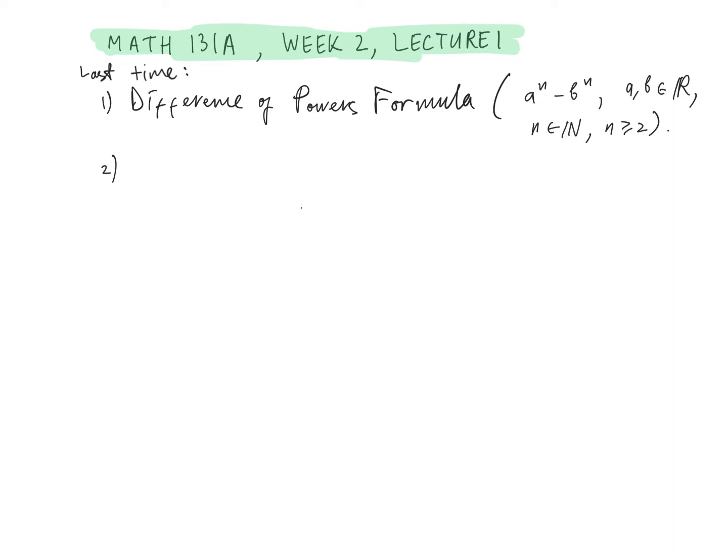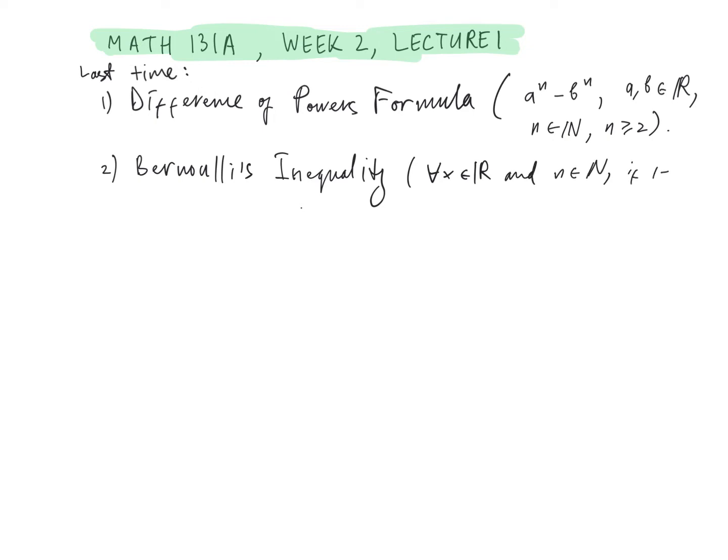Secondly, we have deduced Bernoulli's inequality, which said that for every x a real number and every natural number n, if 1 plus x is positive, then taking the nth power of this expression, 1 plus x to the power n, is greater or equal than 1 plus n times x.